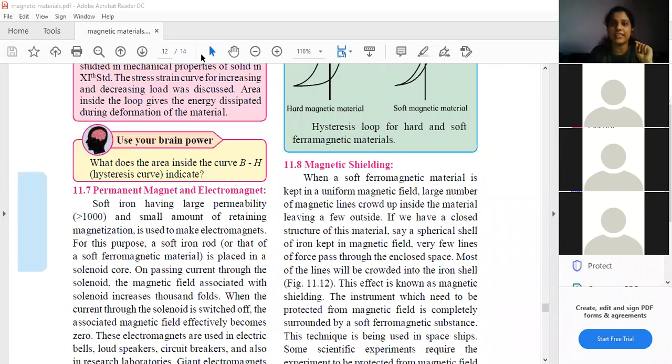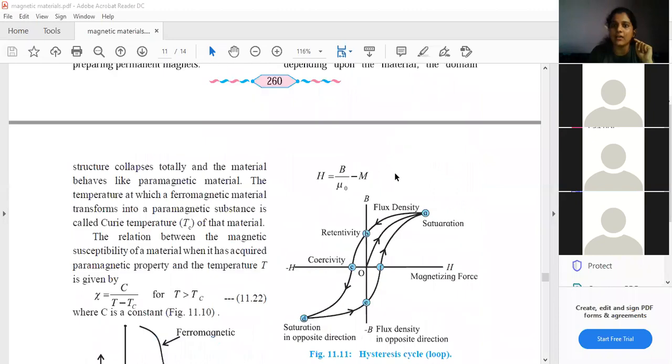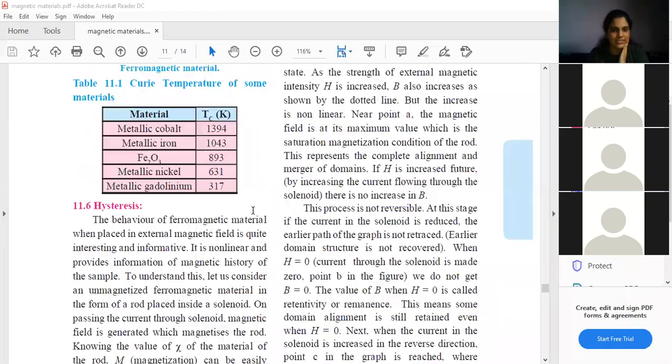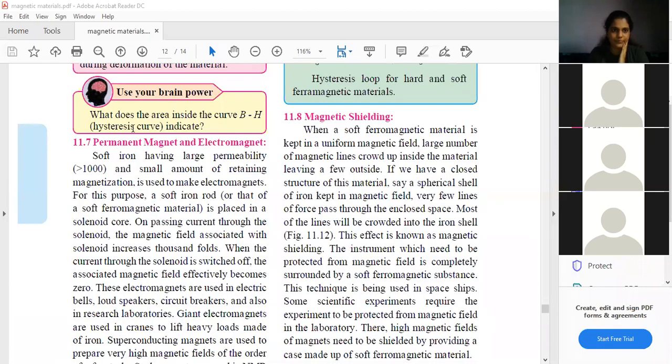Now see this yellow colored box. What does the area inside the B-H hysteresis curve indicate? So the question is, what is this area inside this hysteresis curve indicating? Students, I want you to note down one statement quickly. We have just 2 minutes left. If the session ends, then the lecture is over, so we'll continue next time from where I have left. So you can note down the answer for this yellow box question.